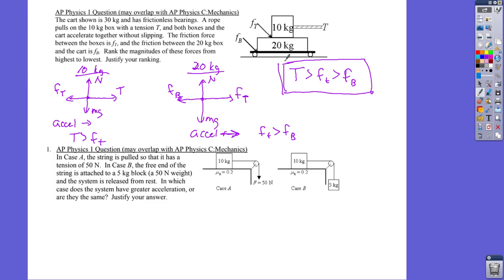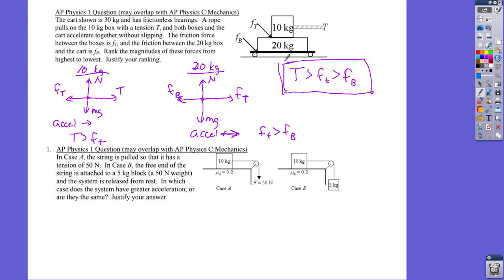Okay. Let's look at the next one, which is an Atwood's machine type of thing, which is a fairly common situation to see. If you haven't paused and gone over this already once, I would go ahead and do that now.